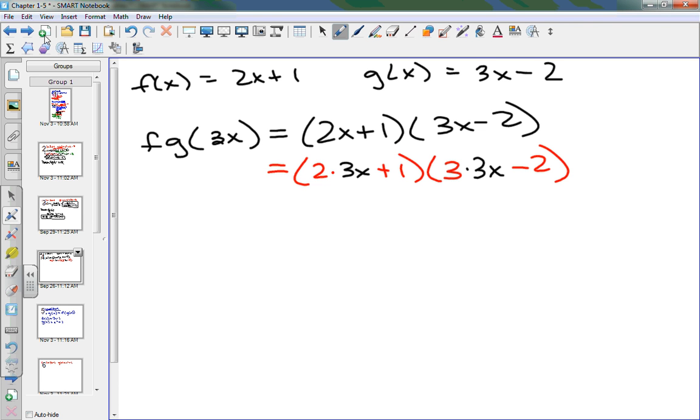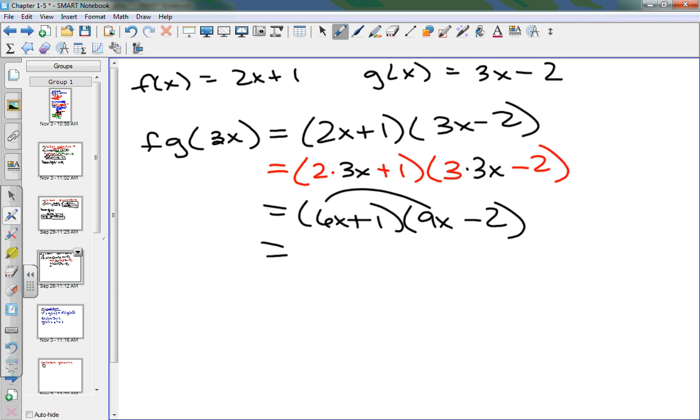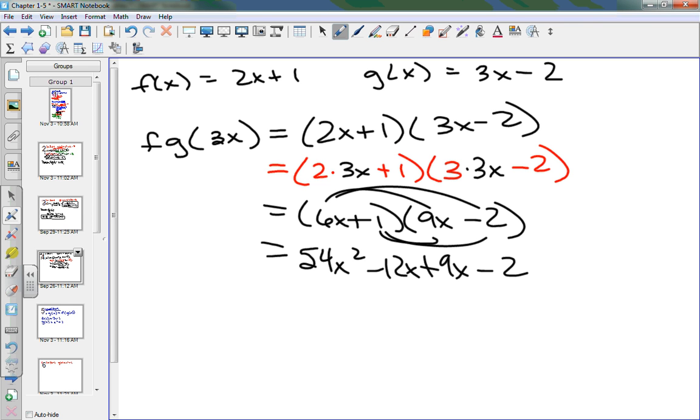Do we see what the x became there? Yes? So what is 2 times 3? What is 3 times 3? And now you would actually FOIL. Do we all understand that? Let's FOIL. First, 9 times x, 9 times 6 is 54x squared minus 12x plus 9x minus 2.